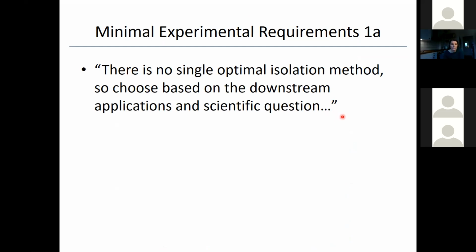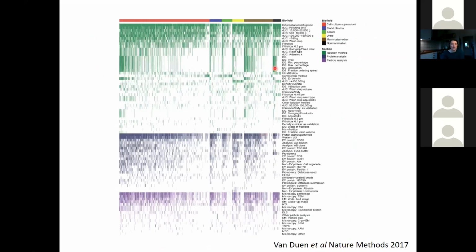And the number one is there is no single optimal isolation method. So this is a problem. There are many different ways that you can isolate extracellular vesicles, but you have to choose based on the downstream application and science questions. And this is just to show several different methods to isolate and the studies that have used them. So it really is a lot.